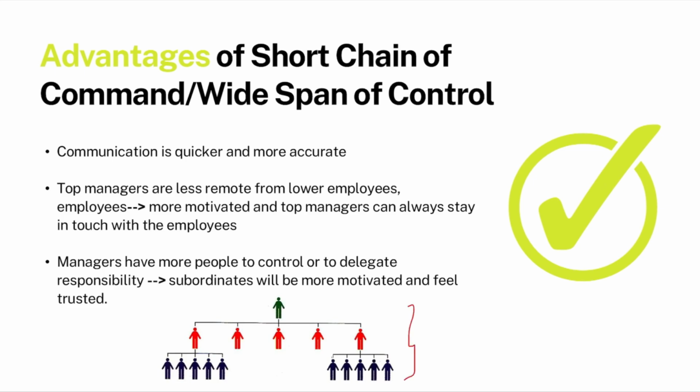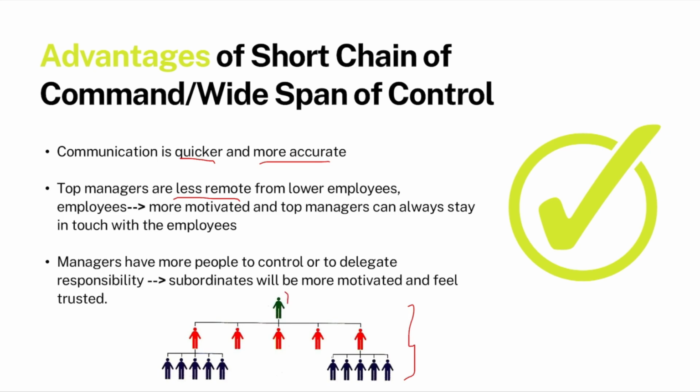So you can refer to this picture here. This is what a short chain of command and a wide span of control looks like. Okay, so what are the advantages? Firstly, communication is quicker and more accurate. Secondly, the top managers are less remote from the lower employees, and hence they are more motivated, and the top managers can always stay in touch with the employees.